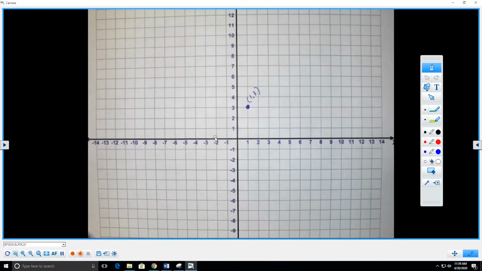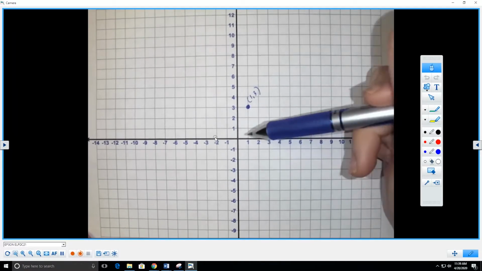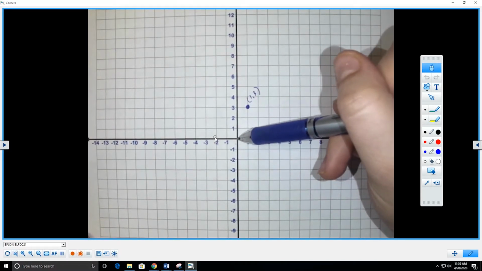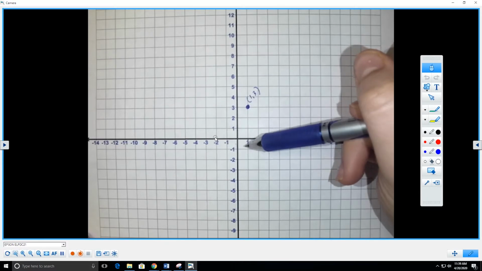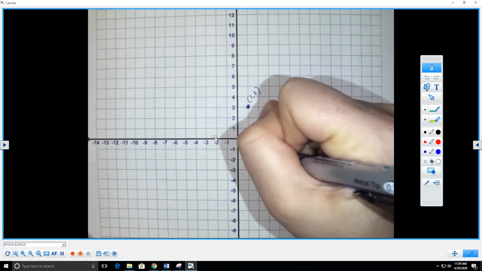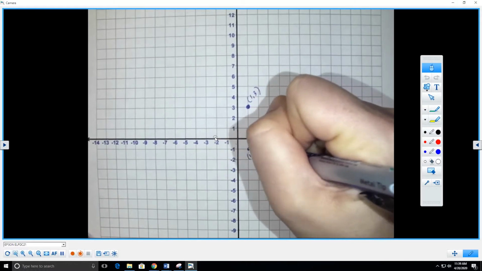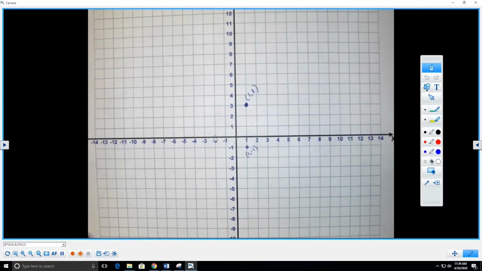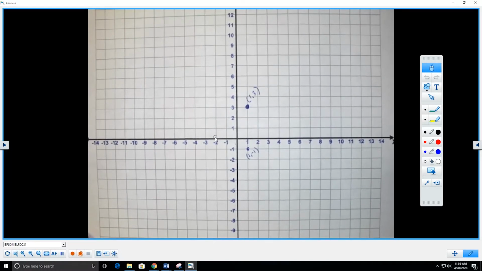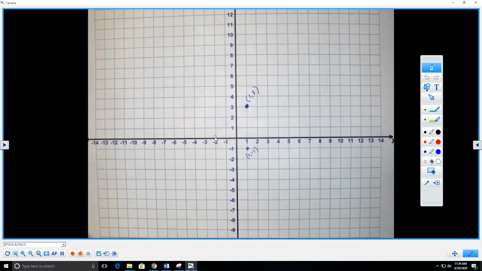Now let's plot the next 2 points. You plot along with me. The next ordered pair is (1, -1). This tells us that from the origin, we're going to move 1 unit right and then down 1 unit to get our point (1, -1). Now for the third ordered pair, can you plot this one yourself? Give it a try.